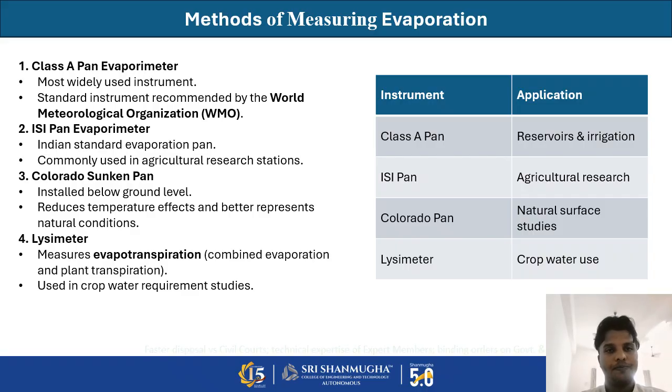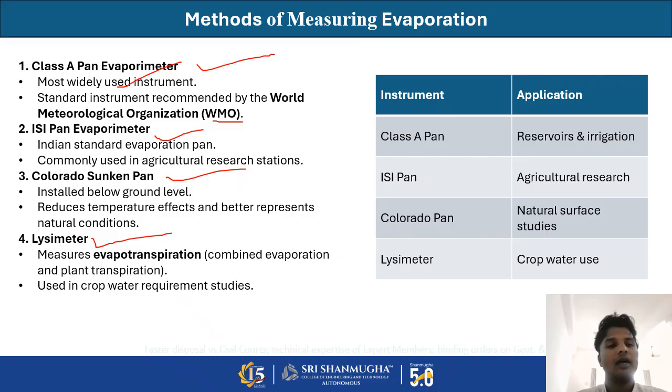Here are the methods of measuring evaporation. First is the Class A pan evaporimeter, then the ISI pan evaporimeter, and the Colorado sunken pan lysimeter. These are the different methods or instruments used to measure evaporation. The first one is recommended by the World Meteorological Organization, that is WMO. It is the most widely used instrument, the Class A pan evaporimeter. The picture is given in the next slide.